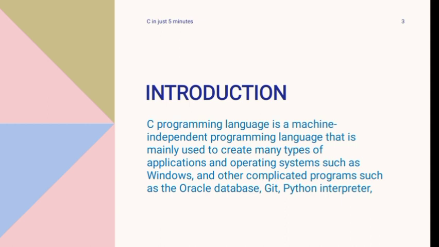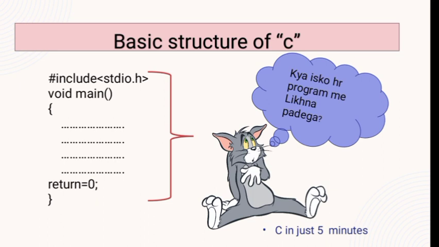So this is the introduction. Let me tell you, C language is a machine independent programming language that is mainly used to create many kinds of applications and operating systems such as Windows, and other complicated programs such as Oracle's database, etc. So this is all about the introduction. I hope you got the point. So let's move on to the basic structure of C.